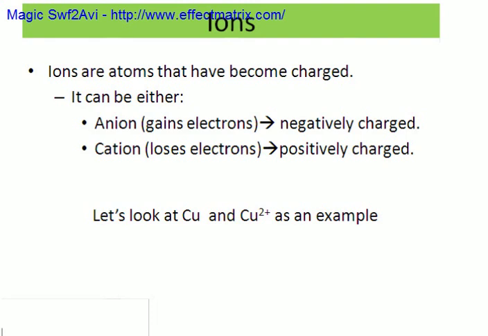Ions are atoms that become charged. It can either be an anion, which gains electrons, becoming negatively charged, or a cation, losing electrons and becoming positively charged. Remember, when you're making an ion, you're only removing or adding electrons. The number of protons remains the same. Let's look at copper and copper 2+ as an example.